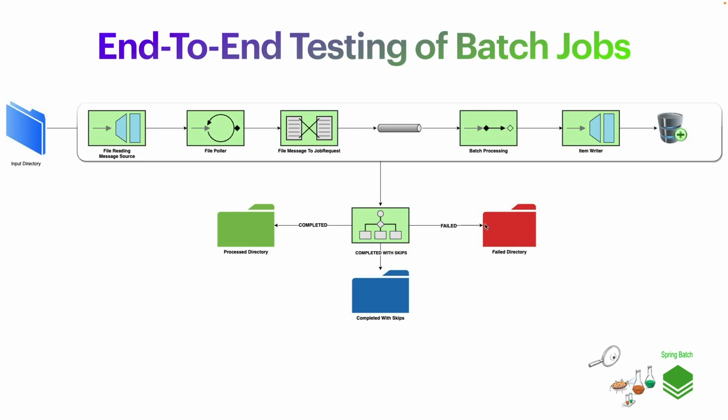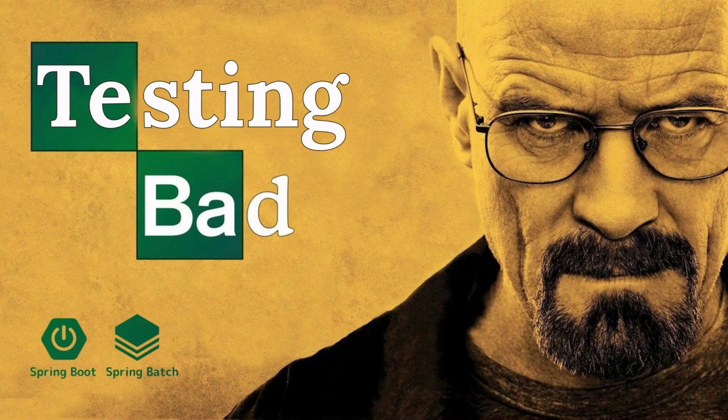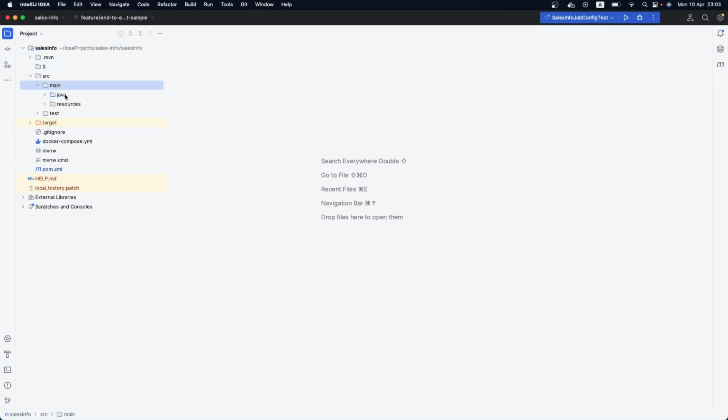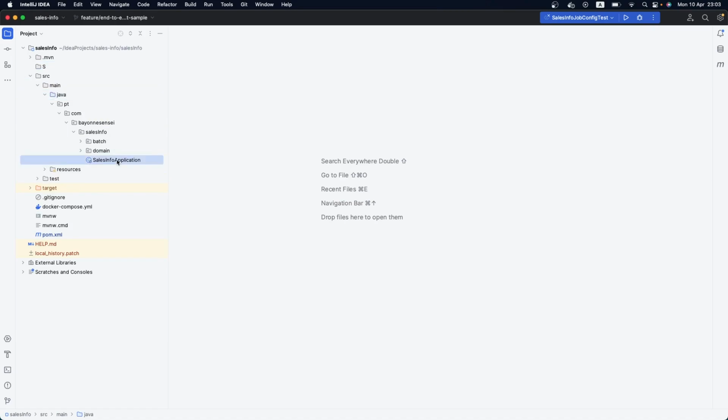In this video, we are going to do end-to-end testing. We are skipping the unit testing because, as you can understand, this series is called Testing Bad. So we are going to do end-to-end testing. But before, let's take a look at our Spring Batch application.